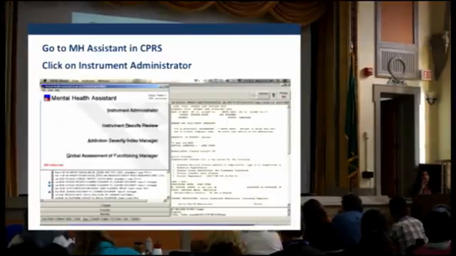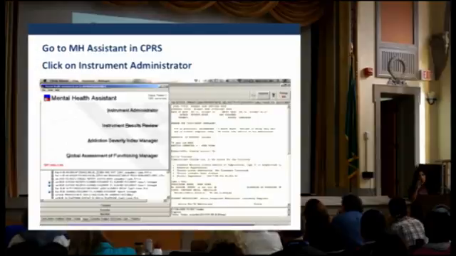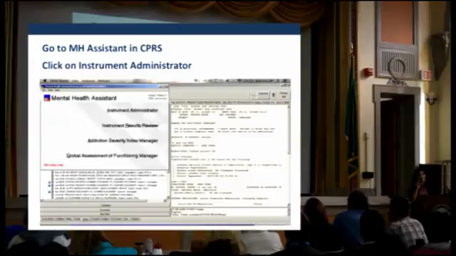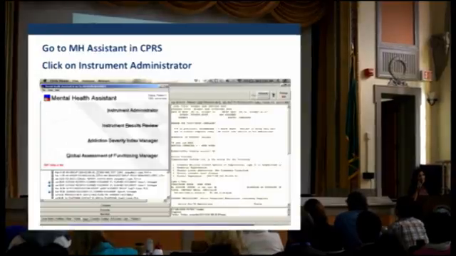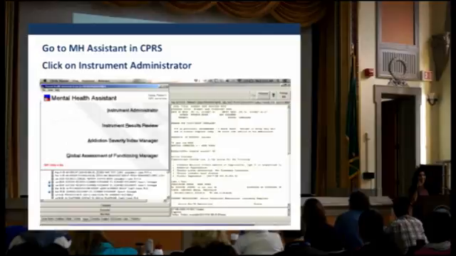So how many people have used either of these scales through CPRS? The BSS or the BHS? I think I saw one hand. Okay, all right, yes, that's great.